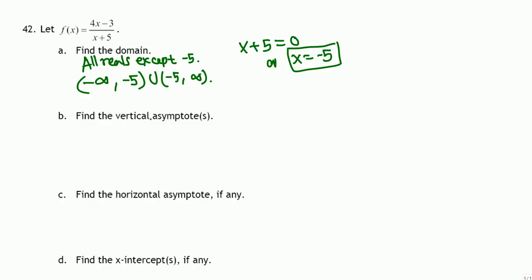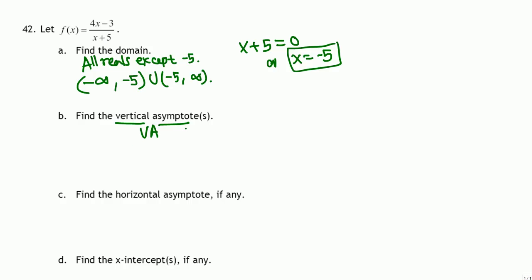Okay. Find the vertical asymptote. To find the vertical asymptote, we simplify the given function. Simplify means if there are common factors on the top and bottom, we cancel them. But this is already simplified. There is nothing more to simplify. 4x minus 3 is a block. x plus 5 is a block, by the way.